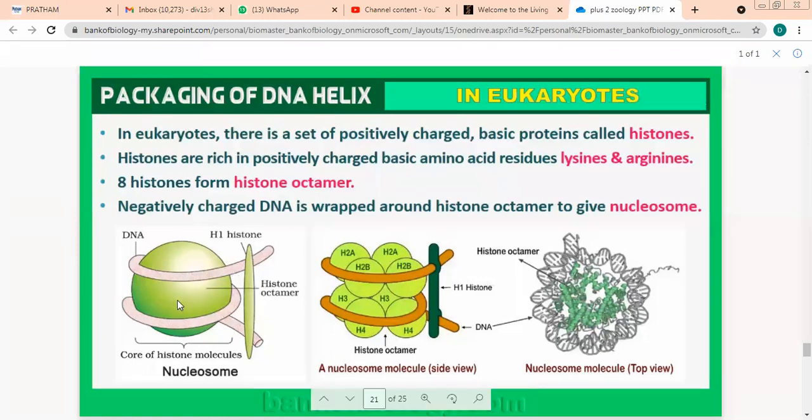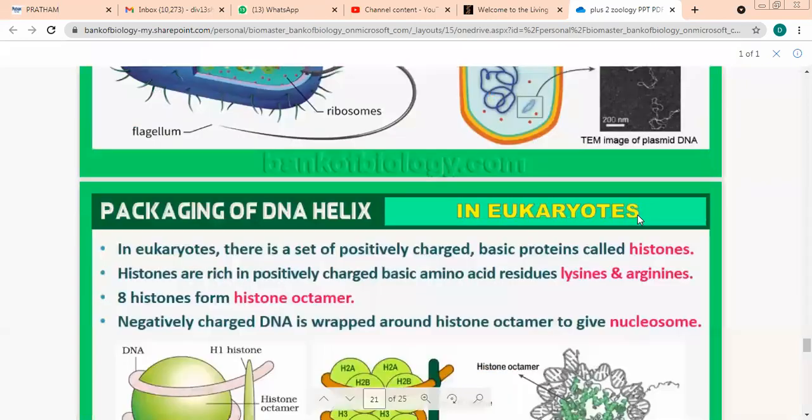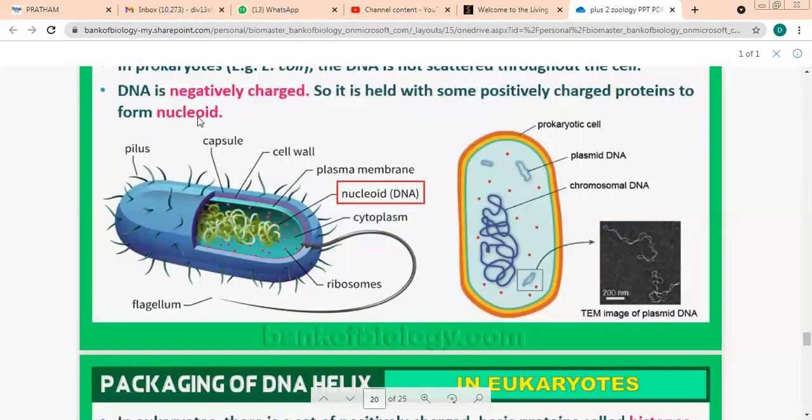Because it is positive in nature and DNA is negative, DNA wraps around it like this. If you can see this pink thread-like structure, this is your DNA. This is the structure where DNA wraps across this ball-like structure. It is called nucleosome. It is not called a nucleoid here. What is it called? Nucleosome. And in prokaryotes, it was called? Nucleoid.